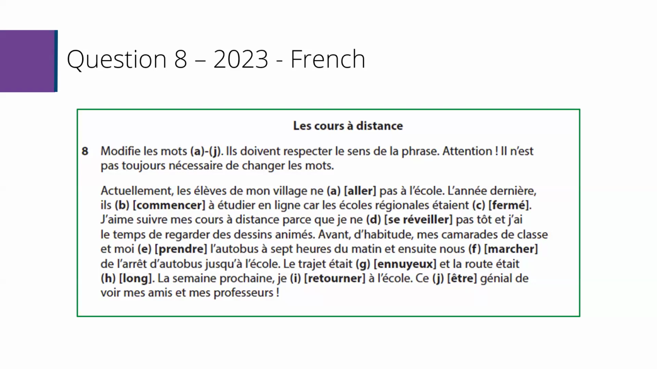We then need to look for the subject of that verb. Okay, and the subject of that verb is the pupils. So we need to identify that as a third person plural. And then we need to look at that verb and decide, is that a regular or an irregular verb? Okay. In this case, it's an irregular verb.